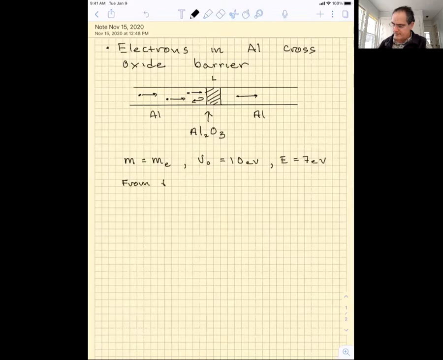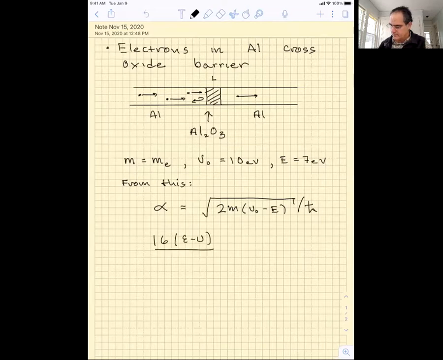From this, we can calculate a couple of things. First of all, we can calculate alpha, which, remember, is the square root of 2m(U0 minus E) divided by h bar. Secondly, we can calculate this factor, which we'll also need in order to do our calculation. I'm going to let you go ahead and calculate those things, and I'll put up a reading question for you to give your answers.